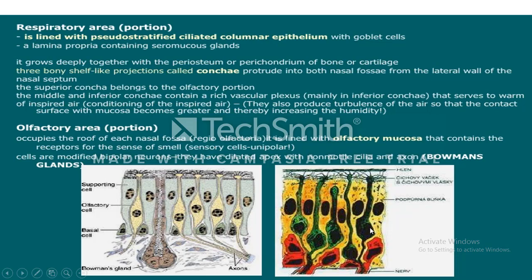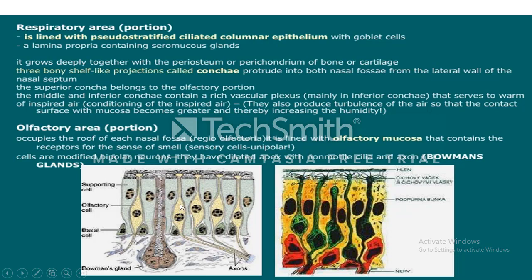Olfactory zone. One, nasal cavity, vestibule. Two, nasal cavity, respiratory zone. And three, olfactory zone or olfactory portion. The olfactory portion is similar to the respiratory portion, but in this part you have bipolar cells or olfactory cells, and these neurons are covered by supporting cells laterally, and supporting cells and basal cells, okay?